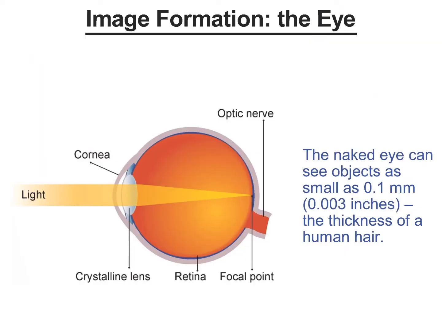Our eyes have a good ability to see small objects. For instance, the naked eye can see objects as small as the thickness of a human hair. But even though we can see tiny objects, our ability to actually see details of those objects can be very limited. That's why microscopes are so important.